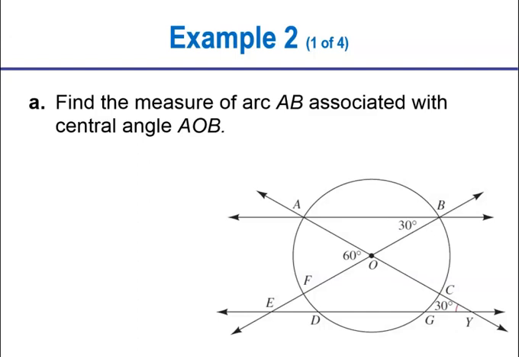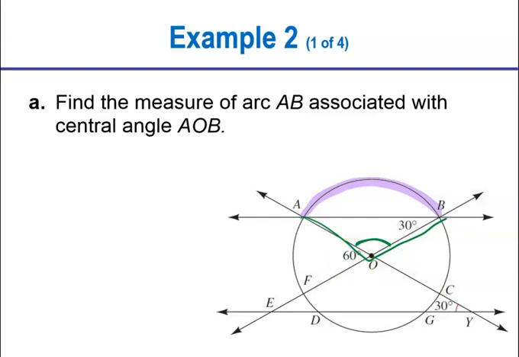So we're supposed to find the measure of arc AB associated with the central angle AOB. So the arc AB would be right here, highlighted, and that is the measure of angle AOB. Now, we don't know that angle right there. How could we find that angle?